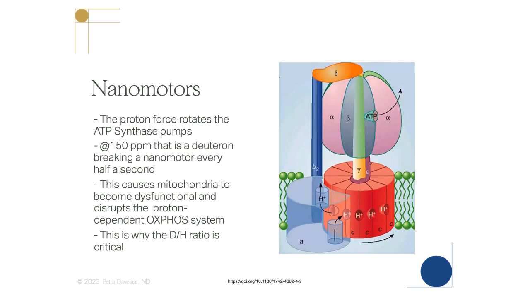So if we think of water that is at 150 parts per million, meaning out of every million hydrogens, 150 are deuterium, then if we calculate that, every 6,600 protons will include 1 deuteron. At the speed at which these are released, and at that concentration, a deuteron would break a nanomotor every half second. And this, of course, is why the deuterium-hydrogen ratio is so critical. Deuteration may slow down electron transfer in the electron transport chain by interfering with proton-coupled electron transport reactions, and it increases free radical production, and it breaks down mitochondria.